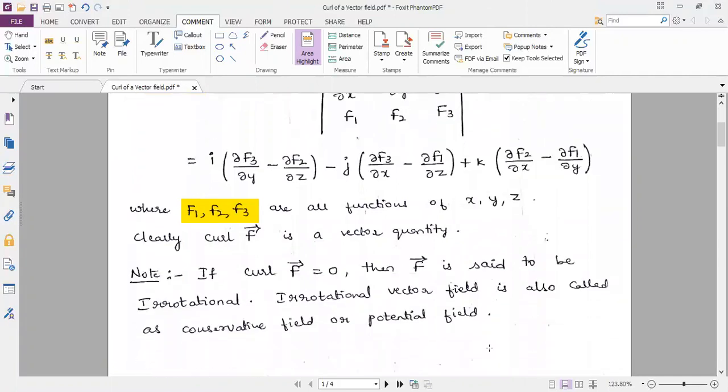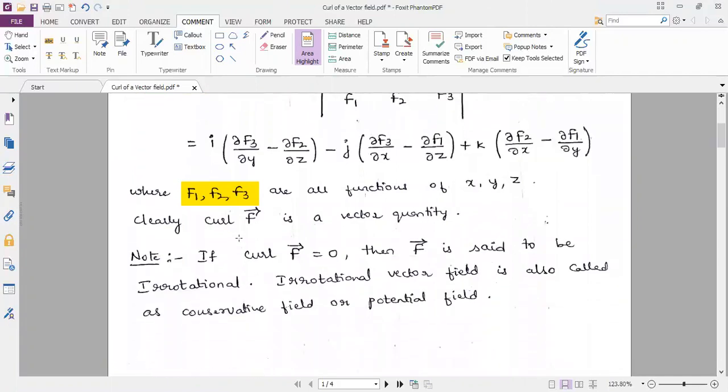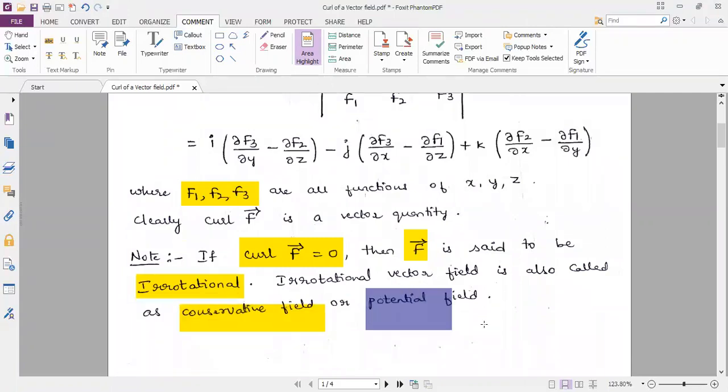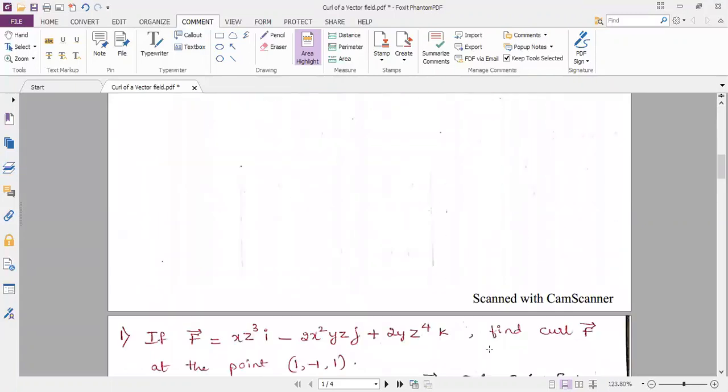Let us note the following point. If curl of vector f is equal to 0, then vector f is said to be irrotational. The irrotational vector field is also called a conservative field or potential field. Now we will look into problems on curl.